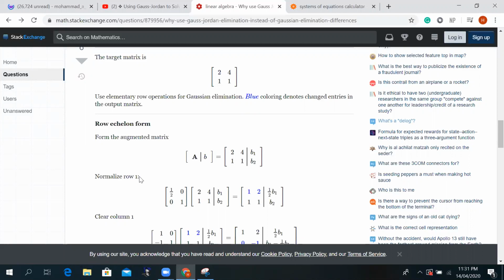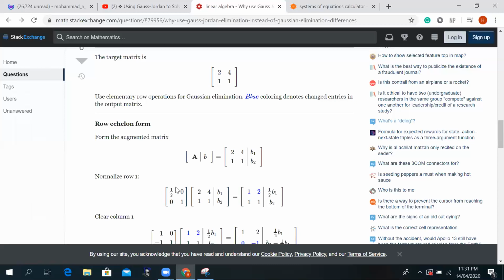Normalize row 1 means that you have to make the first pivot 1. In order to make this 1, I have to divide this whole row by 2, so I multiply the whole row by 1/2. That basically means I am going to generate a matrix that does this. I take 2, 4, 1, 1, B1, B2, the same as above, and multiply it with this matrix. This matrix converts it so that the second row remains as it is, but the first row is divided by 2.